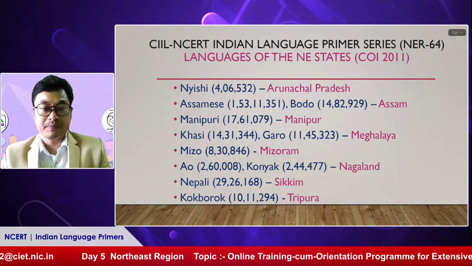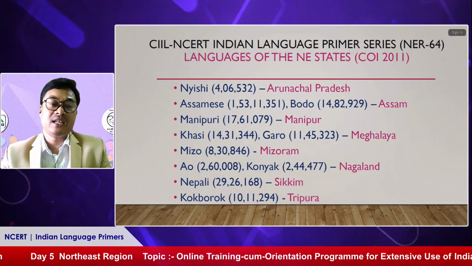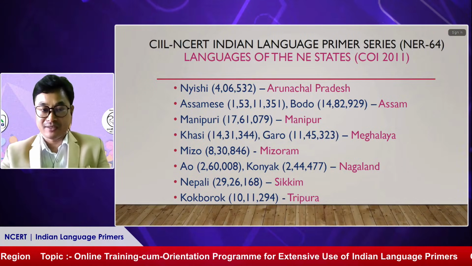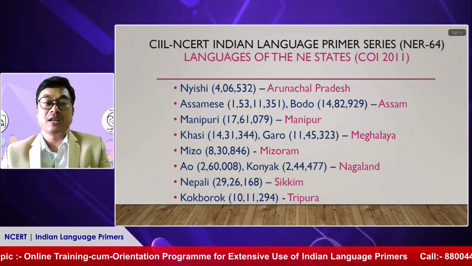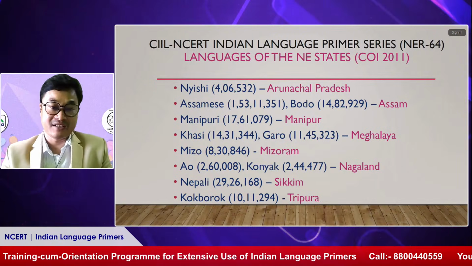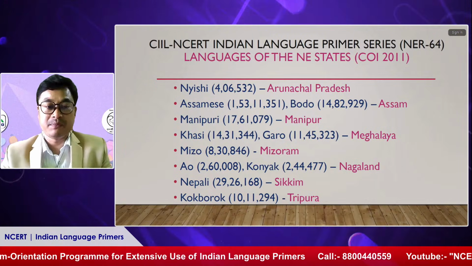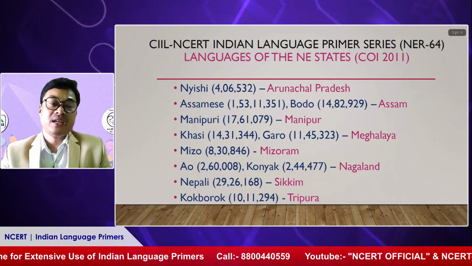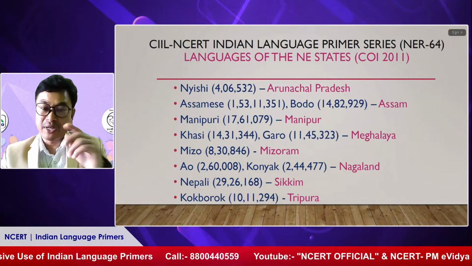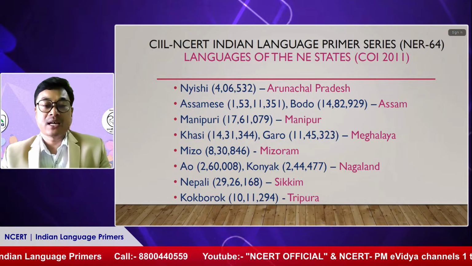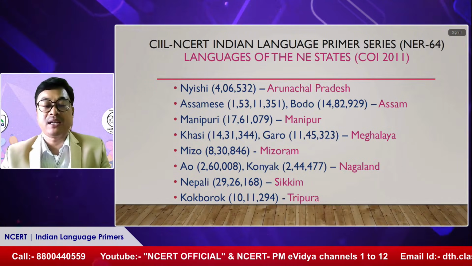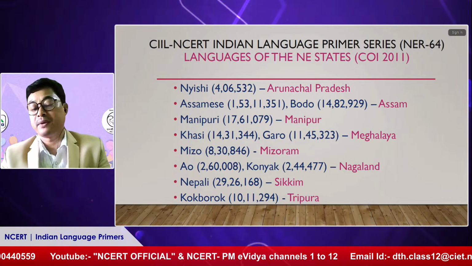So this is the number of speakers of Nishi language, and it is also called Dafla in the Census of India, which is actually a derogatory term for them. Nishi is the right term as per the community people, and Assamese and Boro are from Assam. Manipuri, or it is also called Mitelon, it is from Manipur. Khasi and Garo from Meghalaya, Mizo from Mizoram, Ao and Konyak from Nagaland, Nepali from Sikkim, and Kokboro from Tripura.